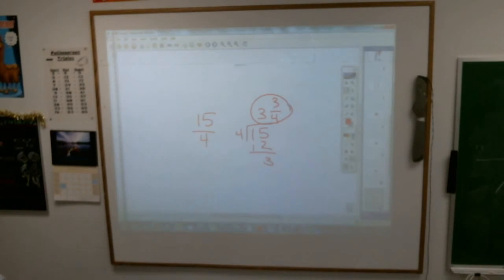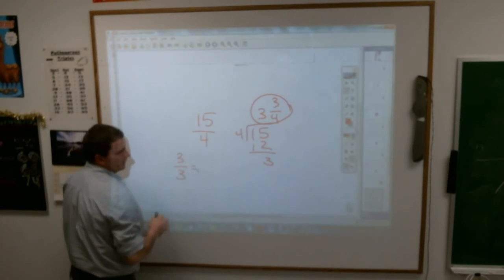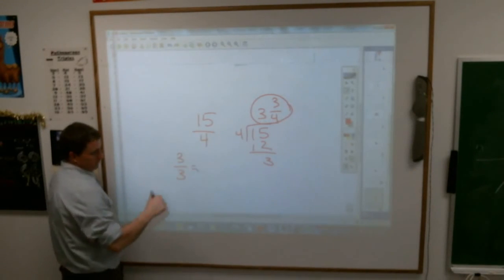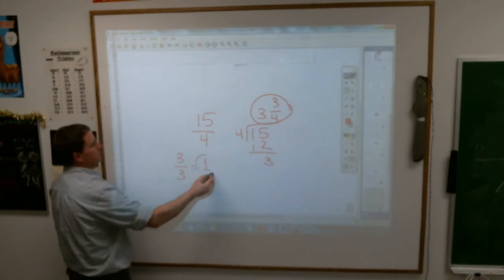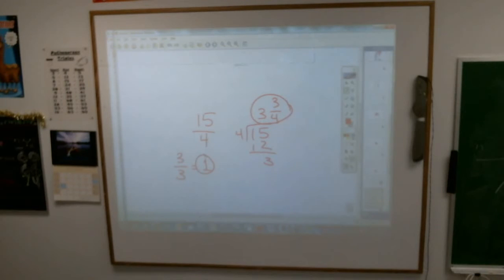What about this? What if it was 3/3? 3/3 is the same as just 1, yeah. You don't really have to do too much in the way of math for that. That might come up on your assignment.